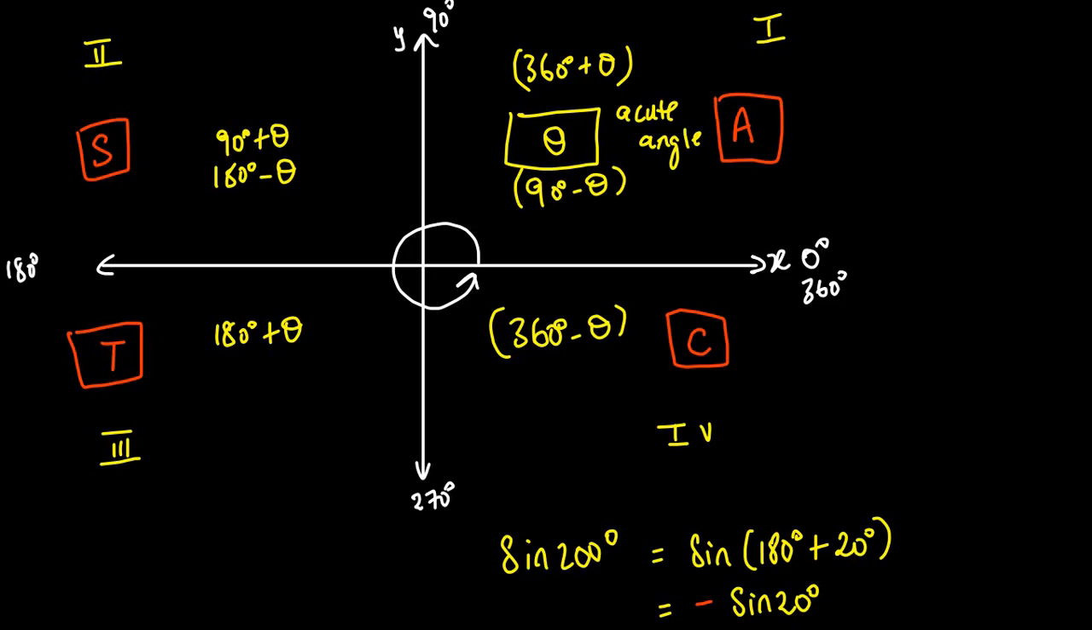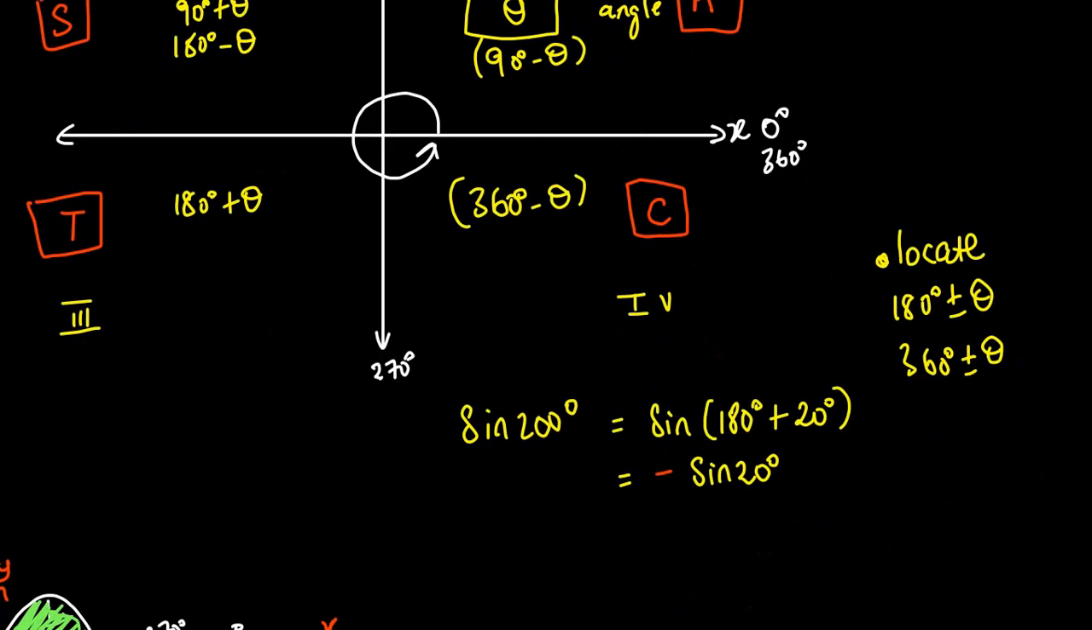You simply, number one, locate the quadrant. By locating, you check: is it 180 degrees plus or minus theta in that quadrant? Is it 360 degrees plus or minus theta? Or is it 90 plus and 90 minus, we'll talk about them another time. Focusing on this for now.